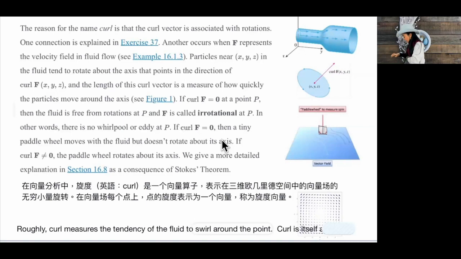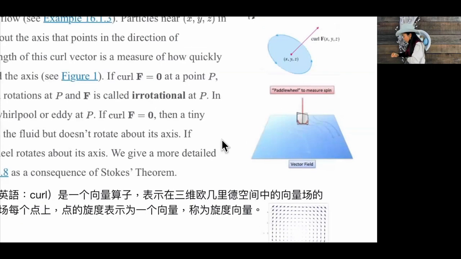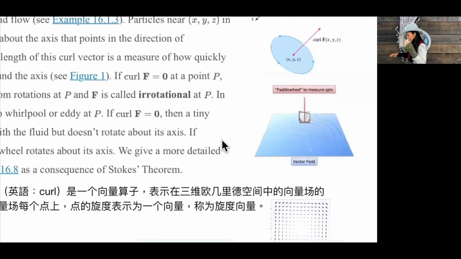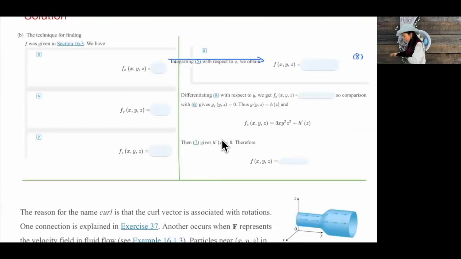Here is actually a paddle wheel to measure the spin. Suppose this is water, and you put this paddle wheel here, and you can see that the paddle wheel, if it's spinning, is going to measure how fast it's spinning. We can tell the curl. So this is using a paddle wheel to measure the spin, and you can tell the curl. So curl measures the tendency to swirl around a point.